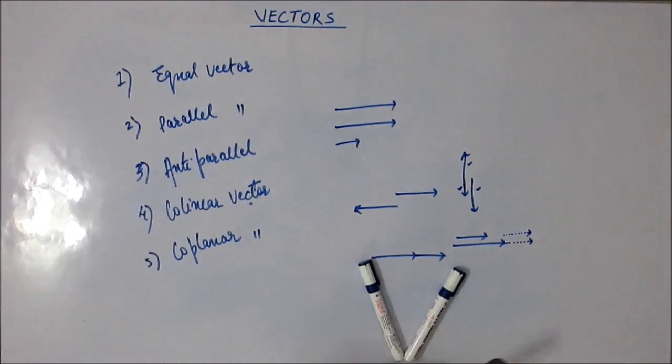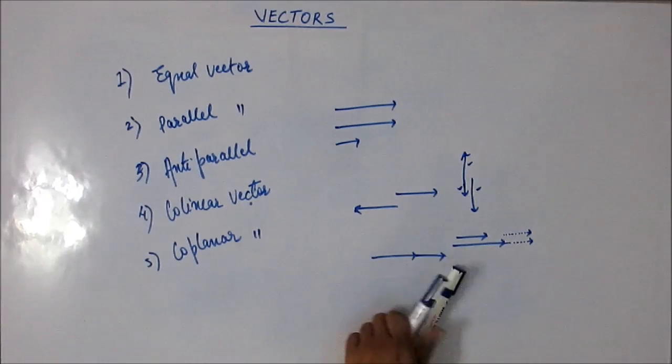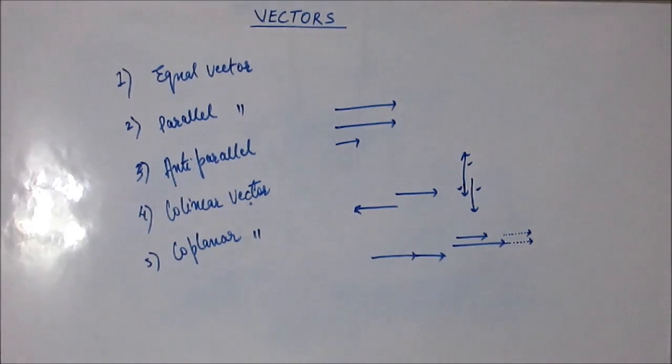So when the three vectors lie in the same plane, they are coplanar vectors. When they don't lie in the same plane, they are non-coplanar vectors. So if they lie in the same plane, they are coplanar vectors.